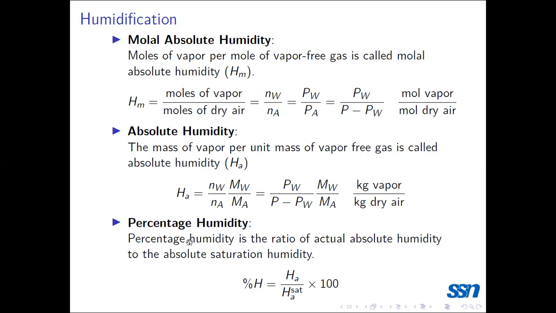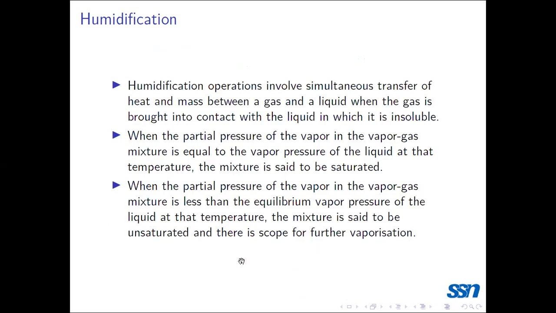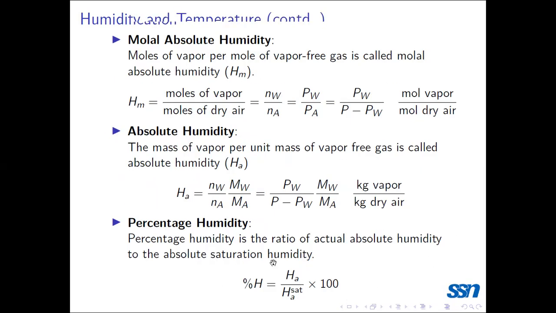Another terminology is percentage humidity. Of course, there is a difference between percentage humidity and relative humidity; we'll see that. Percentage humidity refers to the actual molar humidity of the water vapor relative to the molar humidity at saturation, where P_W will be simply P_W saturation. Otherwise, the water vapor is available to the maximum extent in the air. There is a question: PV equals nRT, yes, Jalasri, nice one. Thanks for the answer.